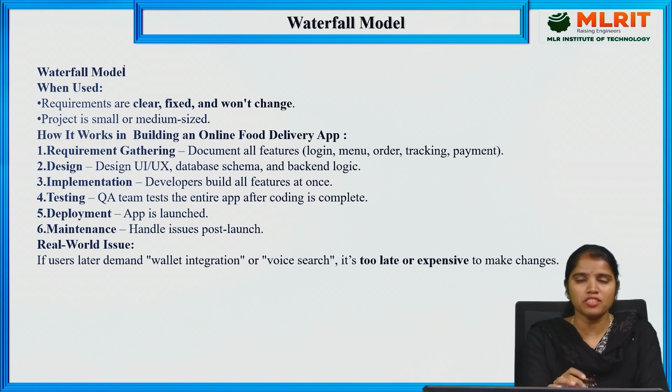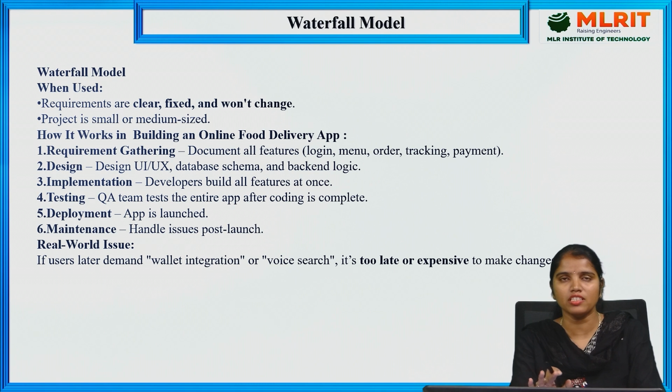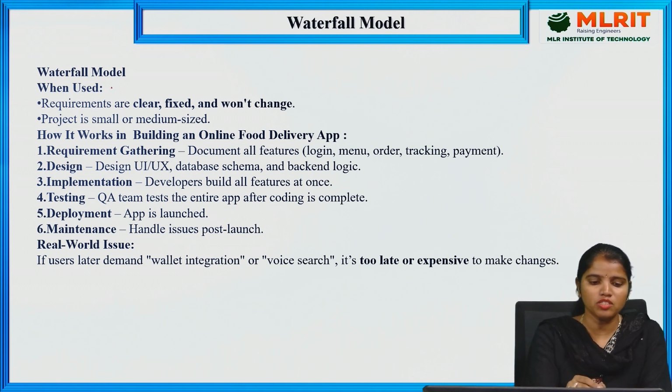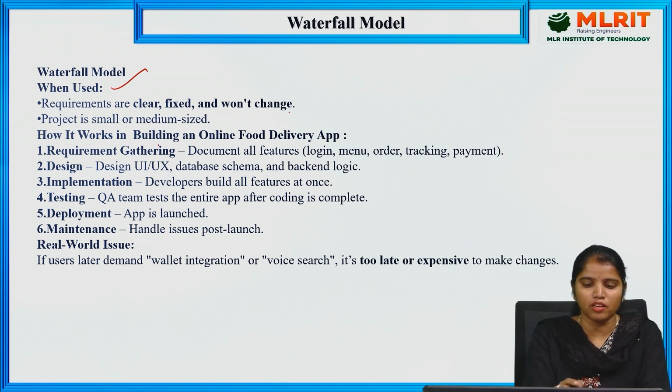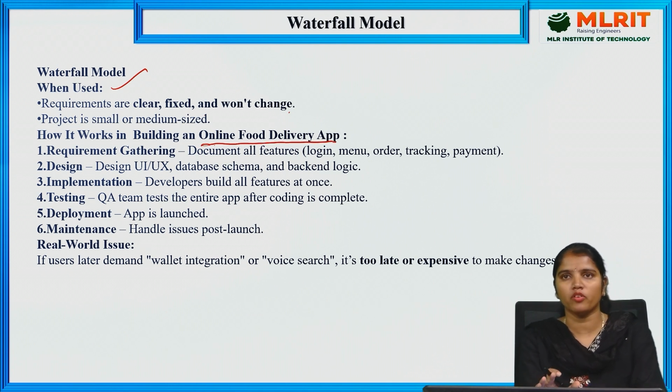What is the use and what is a real-time example for this waterfall model? Let us discuss. We use the waterfall model when requirements are clear, fixed and won't change, and the project is small or medium size. Let us take a real-time example for the waterfall model: an online food delivery app. So I am going to create one online food delivery app. How do I go through requirement gathering, design, implementation, testing, deployment, and maintenance?